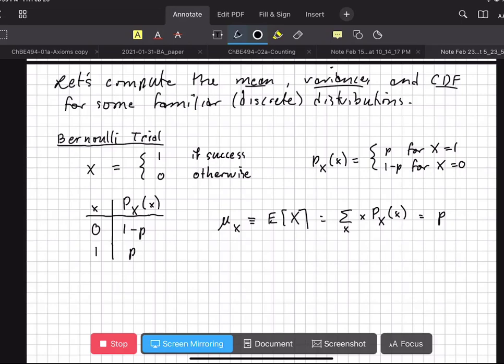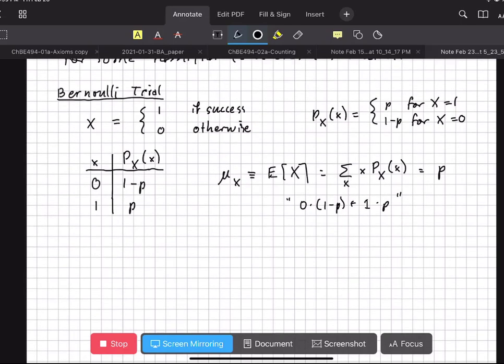Okay? If I were to really write this out laboriously, I would have 0 times 1 minus p plus 1 times p. Messed that up a little bit. 1 times p, like that. All right, so that's where it comes from.